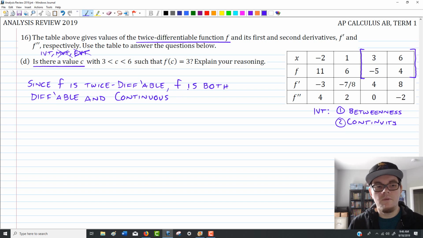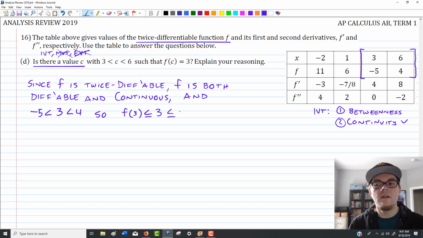Since f is twice differentiable, f is both differentiable and continuous. And so we just established continuity. Let's hit betweenness. And in here, what do we got? Negative 5 is less than 3 is less than 4. So, since we weren't given those values before, f of 3 is less than or equal to 3 is less than or equal to f of 6. So we've just established the betweenness as well.